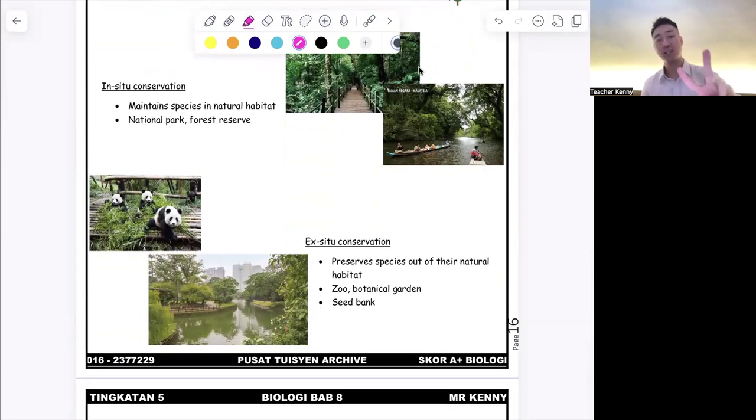Well, there are two ways to take care. One is we take care of them in their original habitat. We call this in situ conservation. That means maintaining the species in their natural habitat, like a national park or forest reserve.